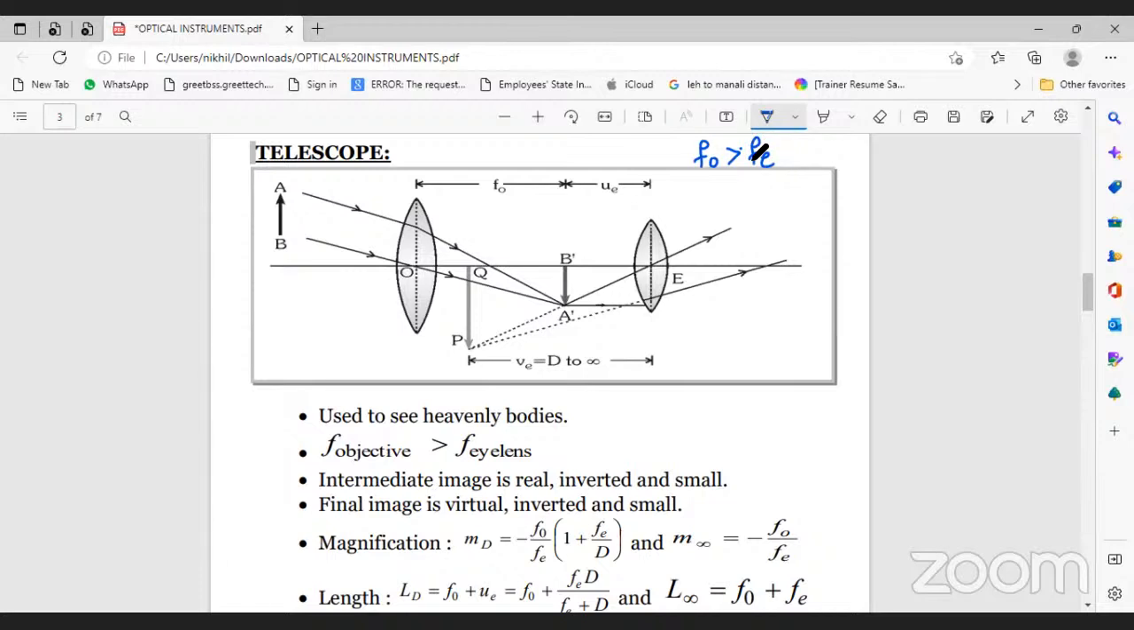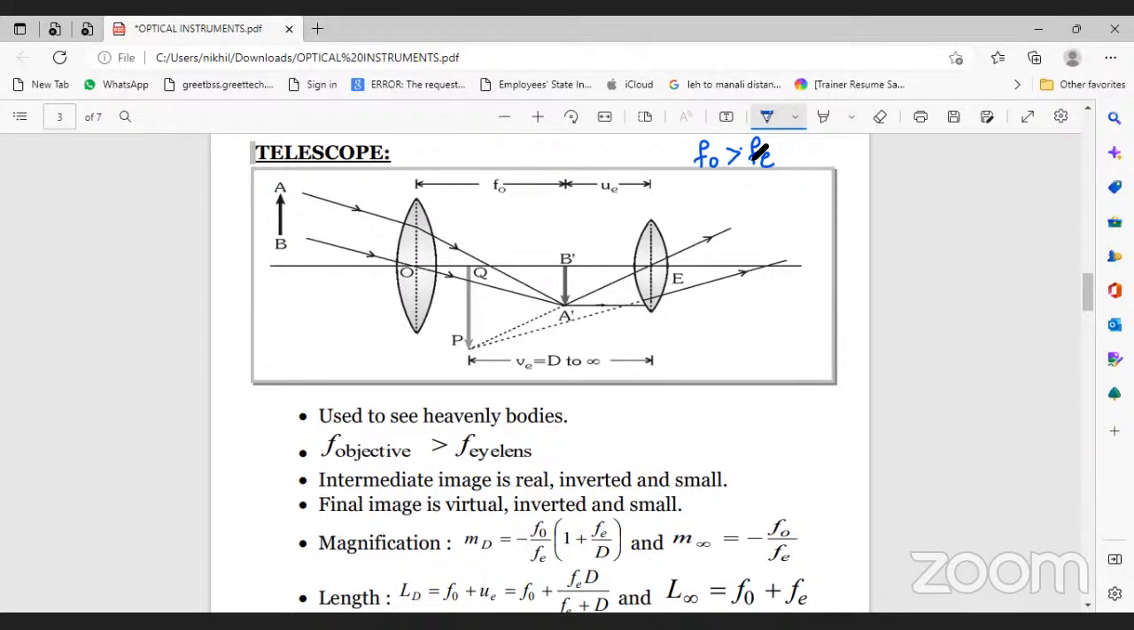But this is the opposite, no, in the compound microscope. Yes, sir. In the compound microscope, the focal length of the eyepiece is more than the focal length of the objective lens.